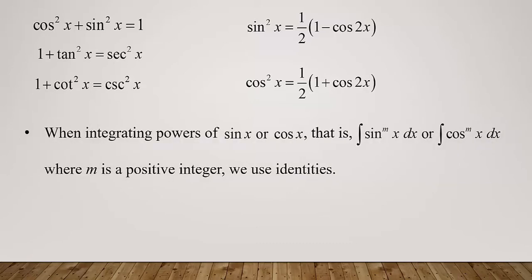So folks, when we're integrating powers of sine or cosine, that is, when you're integrating something like sine to the m power x dx or cosine to the m power x dx, where m is a positive integer, we are going to be using identities. The next example, our first example, will illustrate what I mean by that. So in our first example, we're going to evaluate the integral of sine cubed x dx. So you know the drill. Get this in your notes because I'm heading off to the chalkboard to work through it.